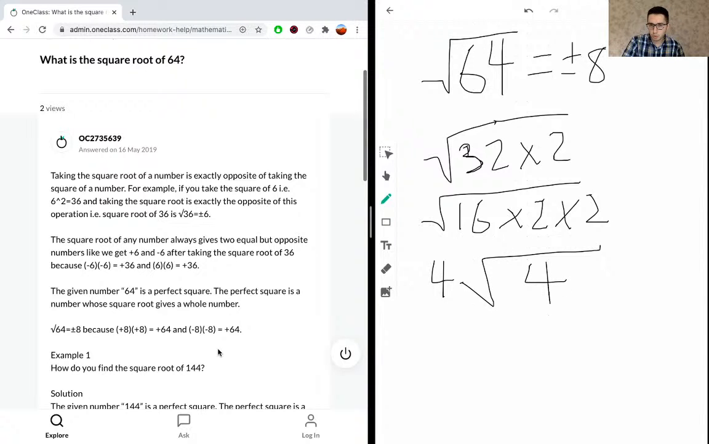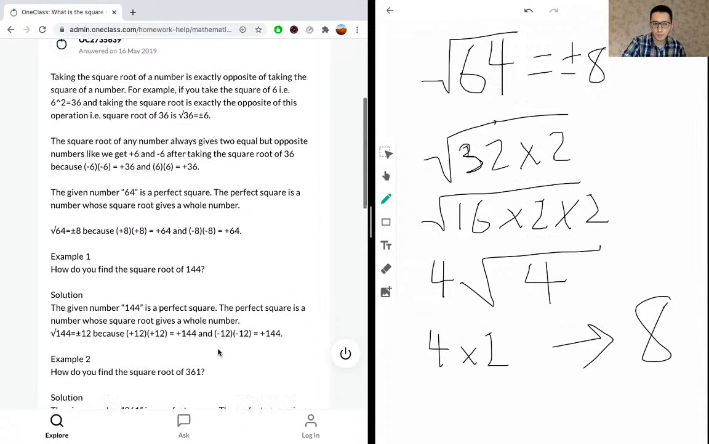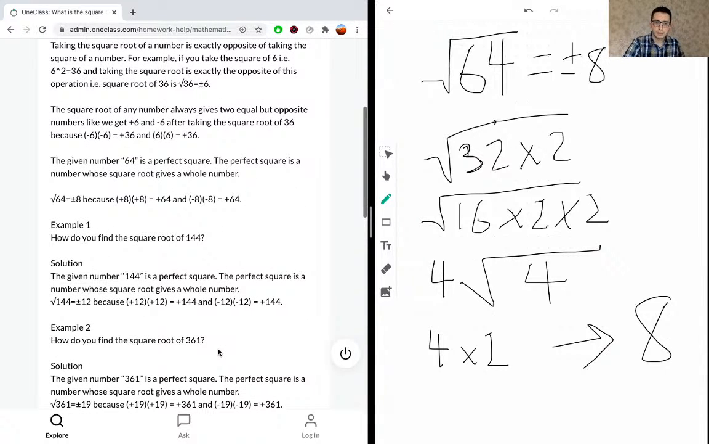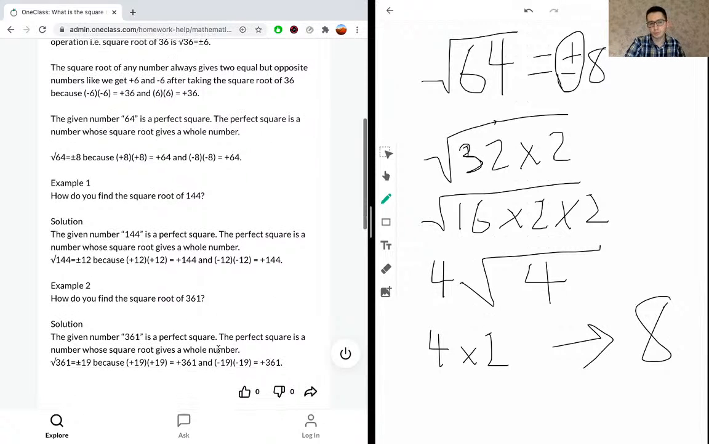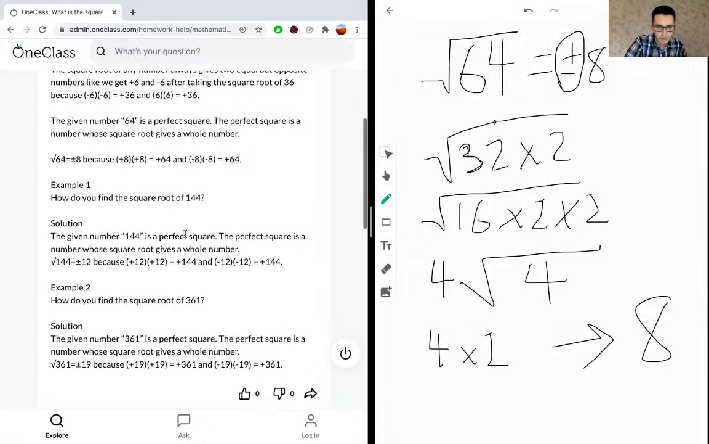And you know that the square root of 4 is 2. So you have 4 times 2, and that gives you 8. Depending on what the question is asking, usually use a plus or minus. Sometimes you'll use the positive value depending on the constraints. So here they provide other examples.